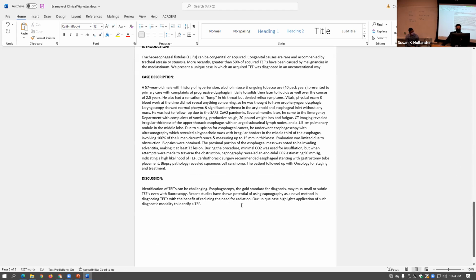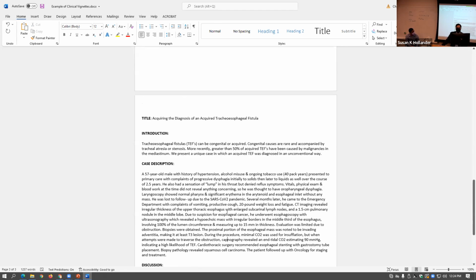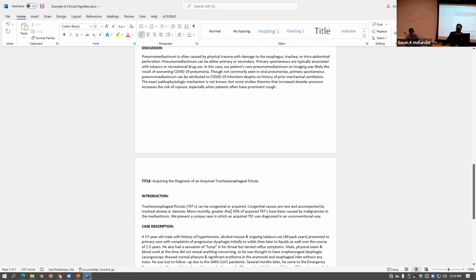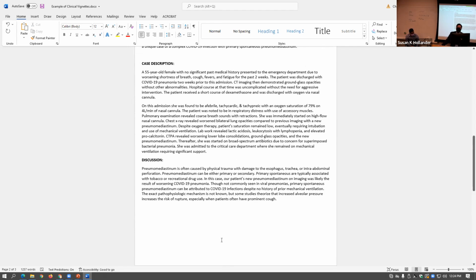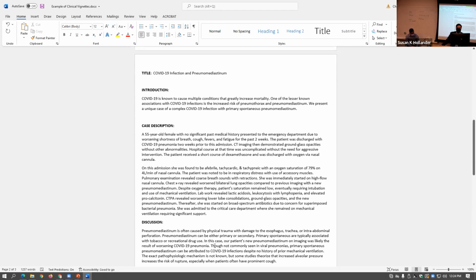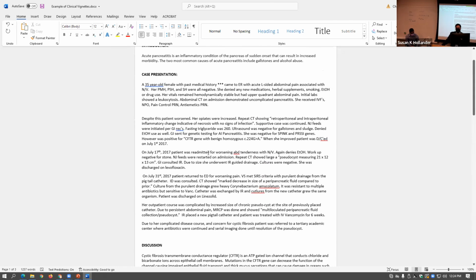So I wanted to show a couple examples, and I'll gladly share them with you all so that you can take a look at them, so that when you're writing your first case report, you can model off of the last two that I just showed, and ideally avoid the mistakes of the very first one that I showed you.